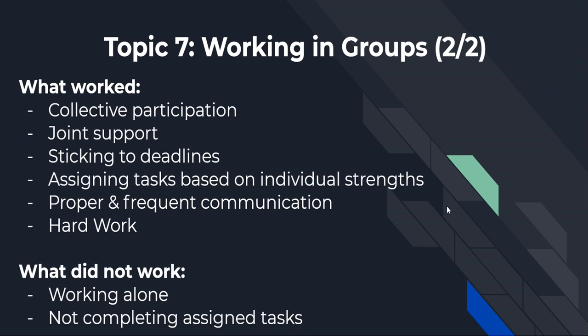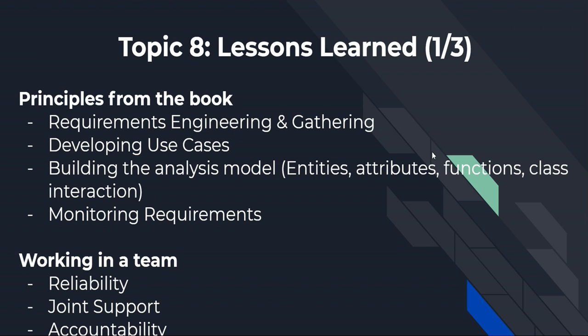What worked for us? Collective participation, joint support, sticking to deadlines, assigning tasks based on individual strengths, proper and frequent communication, and hard work, which is the ultimate. We put in the time required and made sure we met deadlines and completed all assigned tasks. What did not work? Working alone and not completing assigned tasks. The next topic we would like to talk about is the lessons learned.